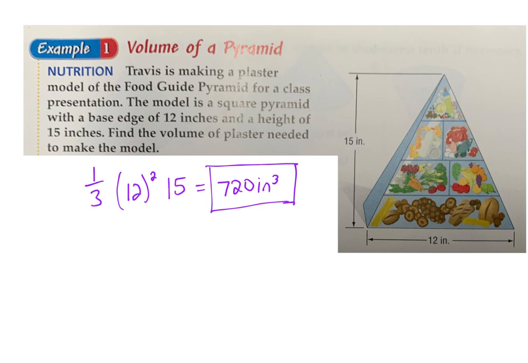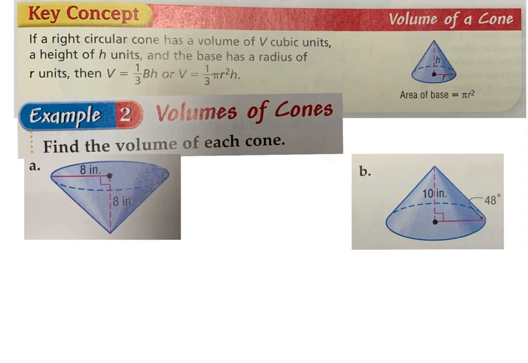The next formula is a cone. If you look at the middle of page 697, it is identical to a cylinder, just 1/3. Again, just base times height. Because the base of a cone is a circle, it's pi r squared.